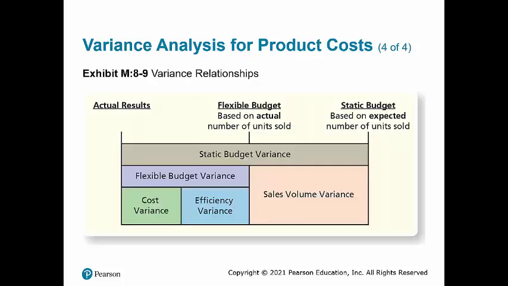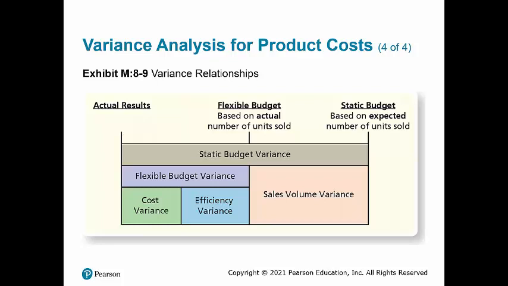This exhibit shows the relationships among variances and how to separate total flexible budget variances for materials and labor into cost and efficiency variances. So first, the cost and efficiency variances will add up to the total flexible budget variance. Second, static budgets play no role in the cost and efficiency variances.